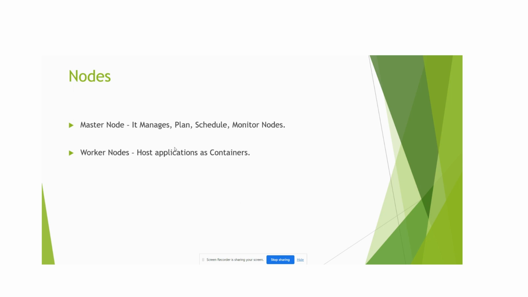So there are two types of node. One is master node and another one is worker node. So master node is also called a control plane. It manages, plans, schedules, monitors nodes. Which nodes? The worker nodes. Worker node is where your actual application is present. So master node is like a brain behind Kubernetes, and all the operations will be done from there. All the instructions will be passed from master node to the worker node.